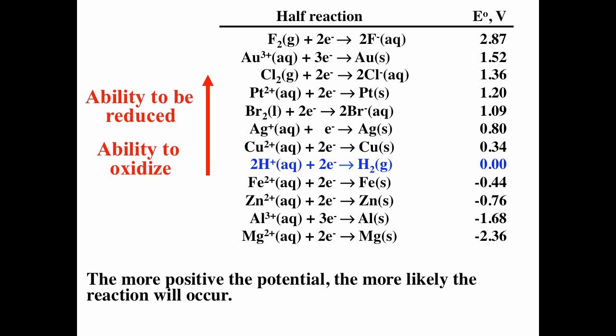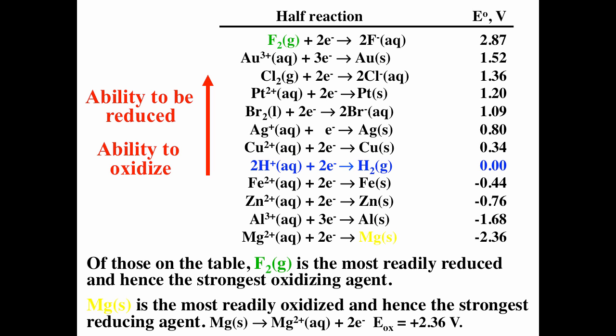Now, the more positive the potential, the more likely the reaction will actually occur. If we look at this table, the fluorine gas, F2, is the most readily reduced. It's on the top. It has the largest reduction potential. Now, the magnesium is the most readily oxidized because it has the largest oxidation potential. And so on the table, the magnesium would be the best reducing agent. Remember, the reducing agents are what's oxidized. And the fluorine gas would be the best oxidizing agent, because the oxidizing agents are what cause the oxidation. And so oxidizing agents are what get reduced.